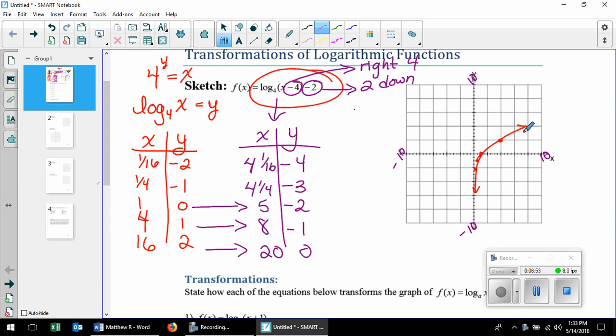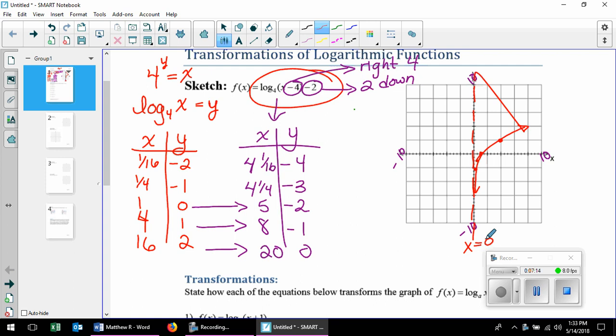What's happening to the x values? Where are they getting close to? They're getting smaller and smaller and smaller. Where are they headed to? 0. So my asymptote on that graph is going to be at x equals 0.